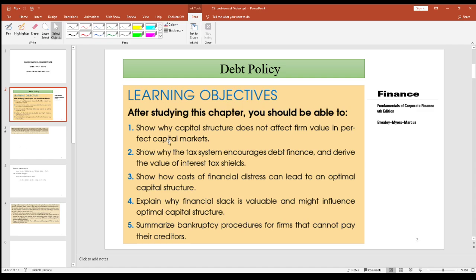In simple terms, if we summarize the learning objectives here, we mentioned why capital structure does or does not affect the firm value in perfect capital markets. Remember that we started these theories from Modigliani and Miller. The first one is Modigliani and Miller's proposition under the no taxes assumption. The second one is also Modigliani and Miller, under taxes, and in that case, we mentioned that tax has a role.